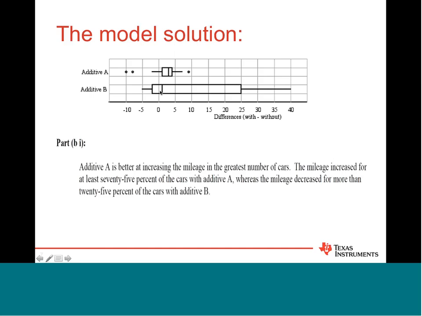Whereas with B, the reason is that the mileage decreased for more than 25%. So you see right where that median is, again, the 0, there's more than 25%. It's more than the first quartile below that 0. It's almost right up to the median, so maybe closer to 30, 40, 50%. So that was the reasoning for the solution in part B. Okay, next slide.